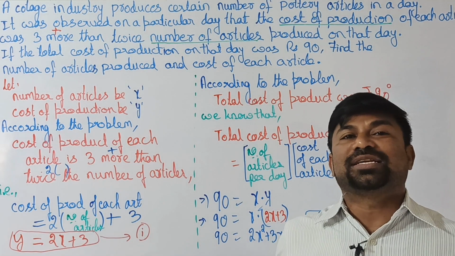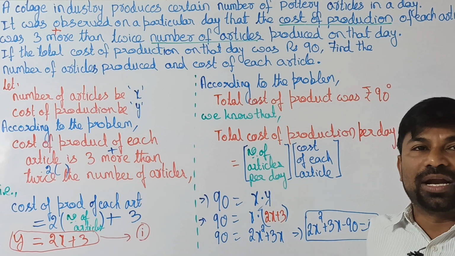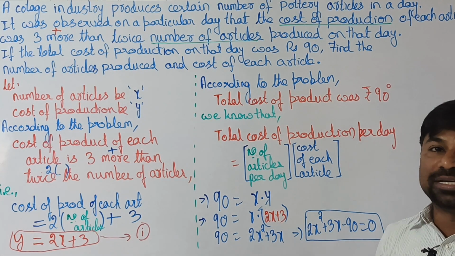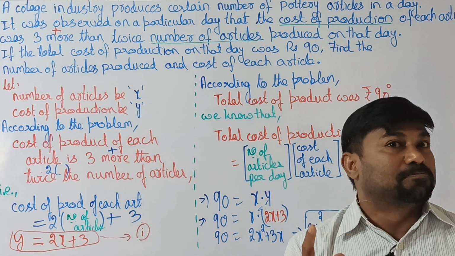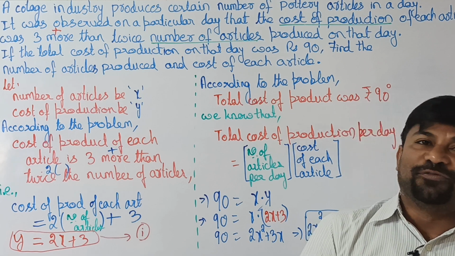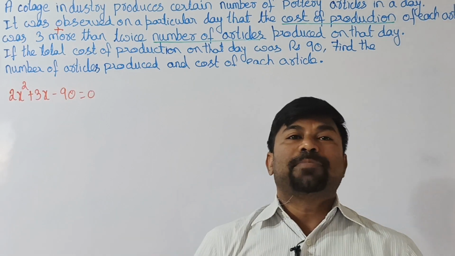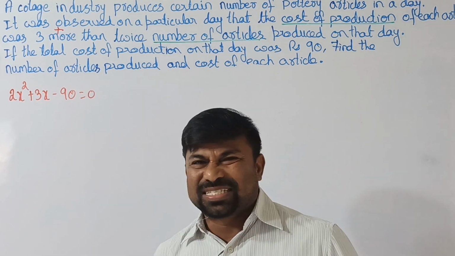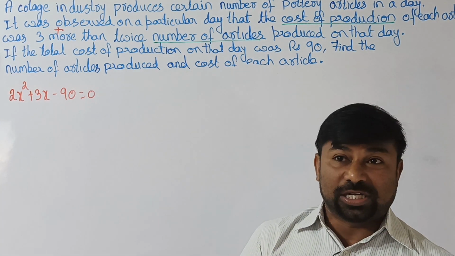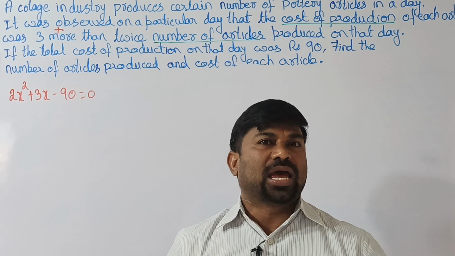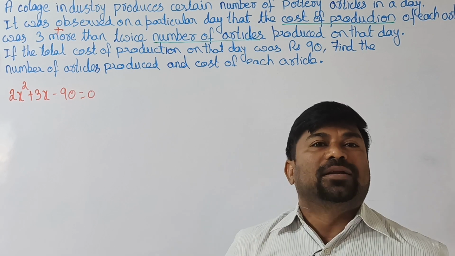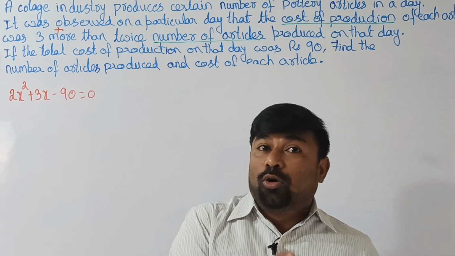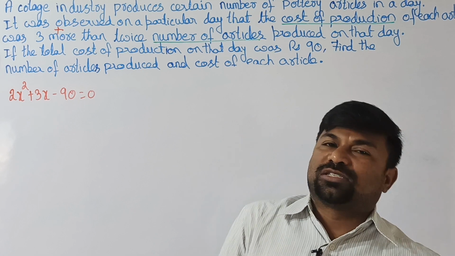What's next? Let's solve it. Let's factorize it and get the value of x, then do the verification. The equation we got is 2x squared plus 3x minus 90 equals 0. Let's factorize it with the help of the splitting the middle term method and find out how many articles there are and what the cost of each article is.